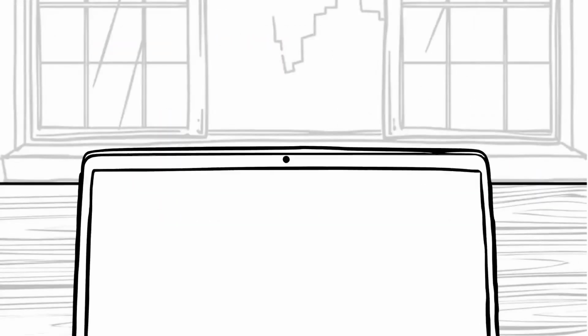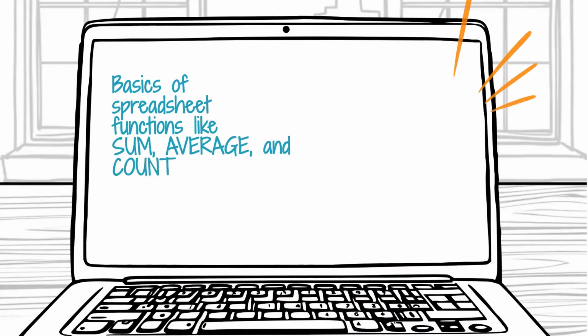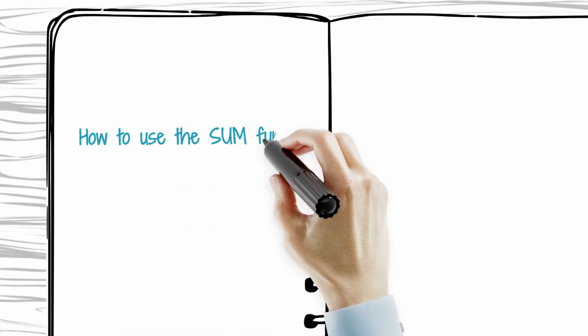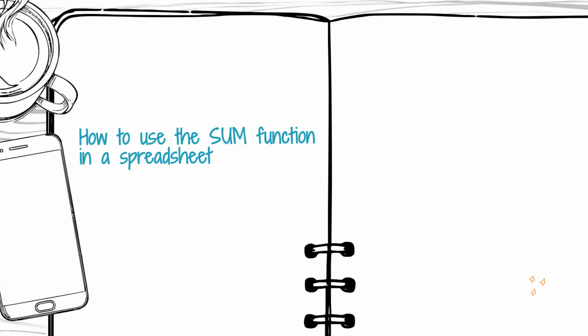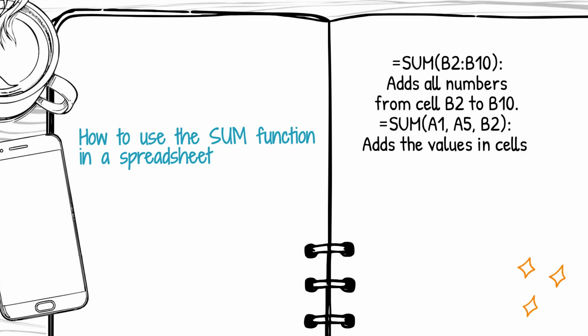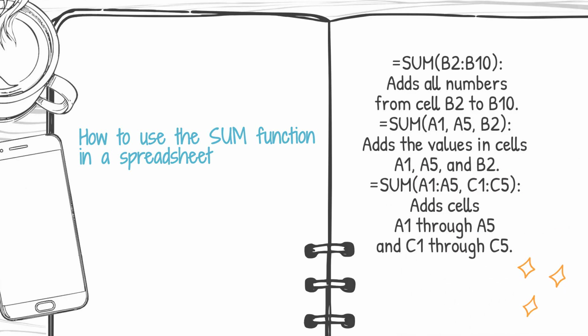Now let's talk about basic functions. These are vital for calculations and data management. Common functions include sum, average, and count. To use the sum function, select an empty cell and type equals sum. Then highlight the cells you want to add together, close with a parenthesis, and press enter. Voila, you've totaled your values.